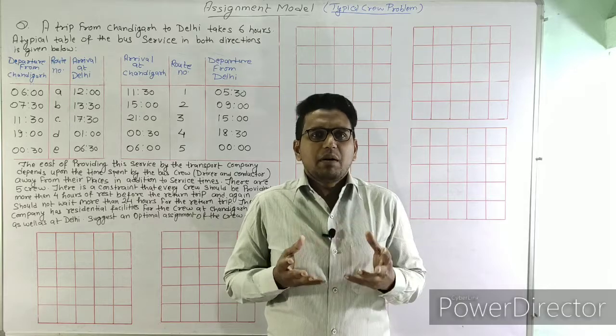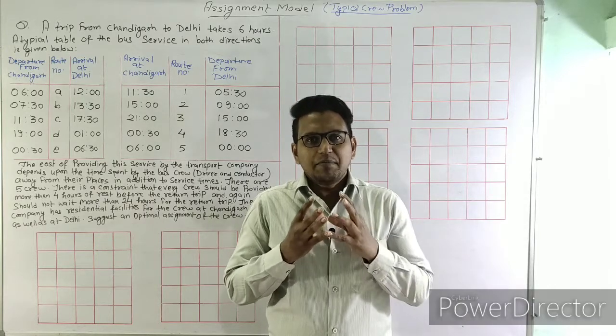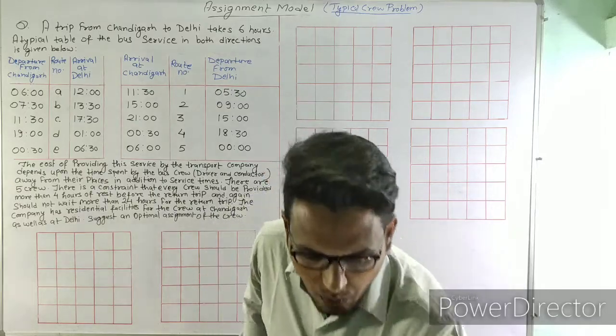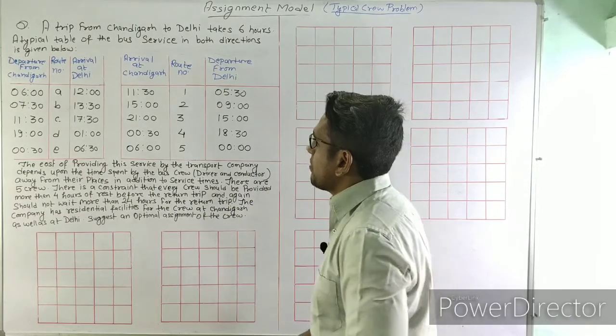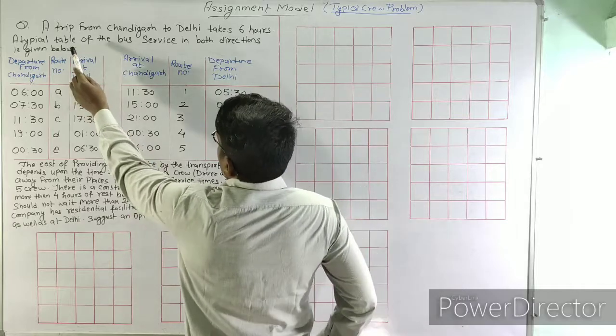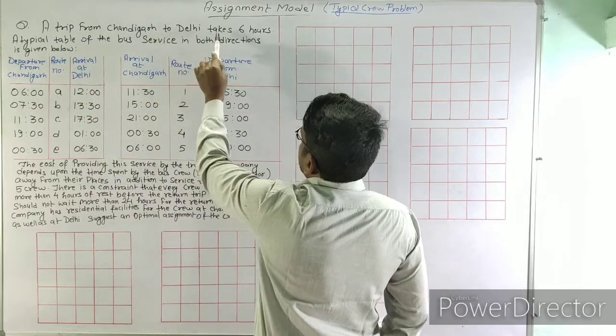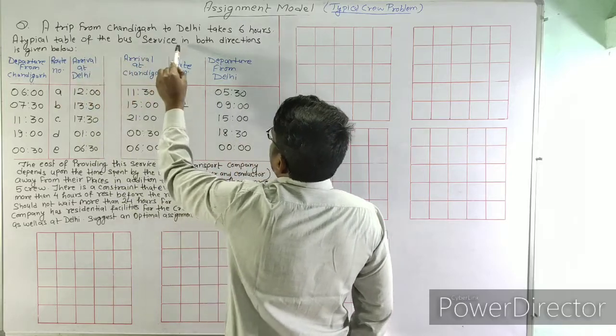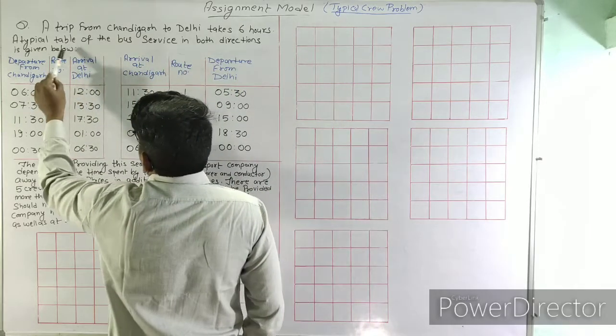So today I have come up with an amazing assignment problem, the crew problem. Let us quickly move on to the problem and see what it is. The problem says that a trip from Chandigarh to Delhi takes 6 hours. A typical table of the bus service in both directions is given below.